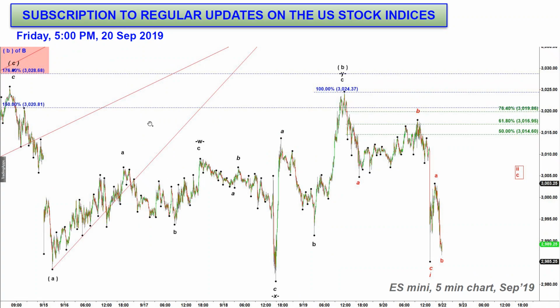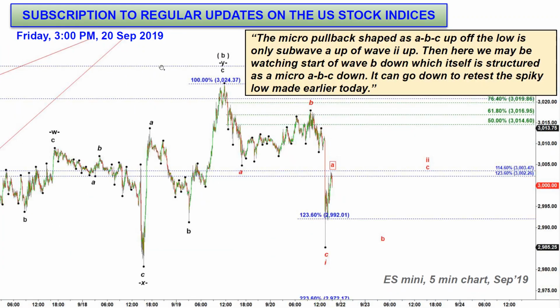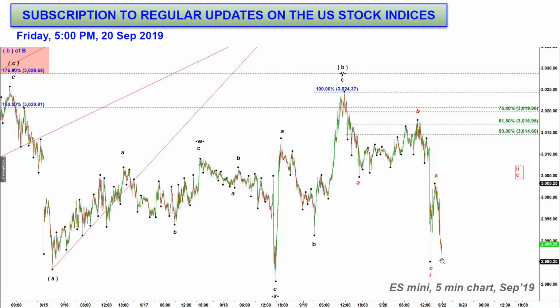Okay, and even at the end of the day, it's Friday 3 p.m. I posted that pullback shaped as ABC up off the low is only subwave A up. Then here we may be watching the start of wave B down, which itself is structured as micro ABC down. It can go down to retest the spiky low made earlier today, 3 p.m. Friday, and this is the end of Friday.